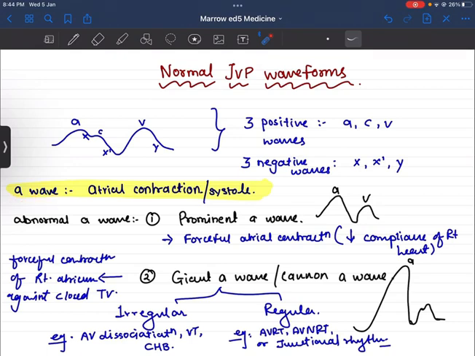Abnormal A waves: first is the prominent A wave, which is caused due to forceful atrial contraction and decreased compliance of the right heart. Giant A wave or cannon A wave is due to forceful contraction of the right atrium against the closed tricuspid valve. It can be irregular cannon A wave or regular. In irregular, the causes are atrioventricular dissociation, ventricular tachycardia, complete heart block, and in the regular, AVRT, AVNRT, and junctional rhythm. This is the cannon A wave, this is the prominent A wave.